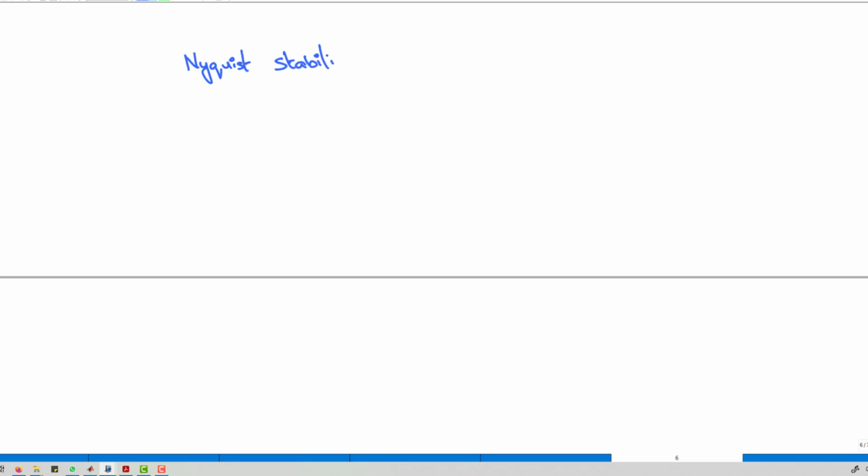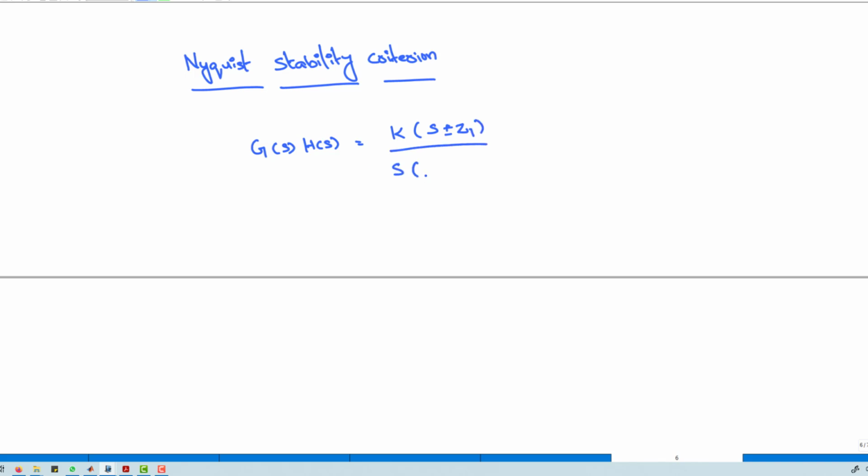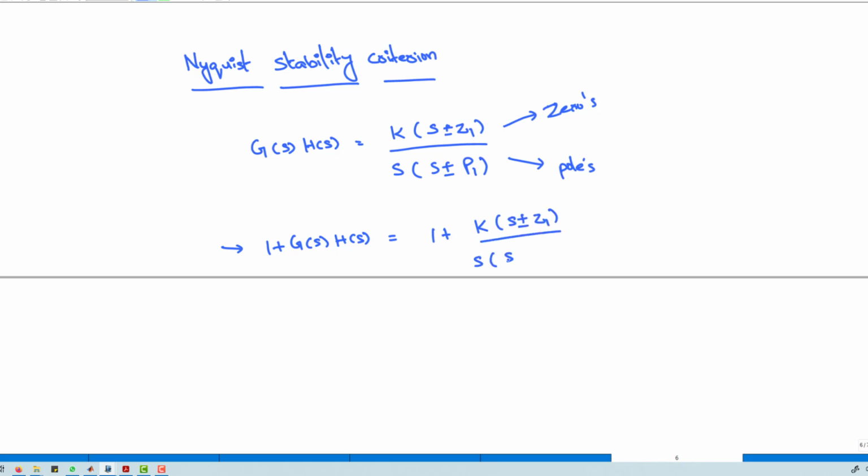Based on this, we will go for the Nyquist stability criterion. In the Nyquist stability criterion, first of all, let us consider the open loop transfer function, that is only G of s H of s. It is having some number of zeros and some number of poles. That is what I am writing as K into (s plus or minus z1) divided by s into (s plus or minus p1). There may be zeros in the left hand side or right hand side, so that's why I have taken plus or minus, and the poles may be in the right hand side or left hand side. Now for this I will find the characteristic equation, that is 1 plus G of s H of s. When I am finding 1 plus G of s H of s, interesting facts come out.